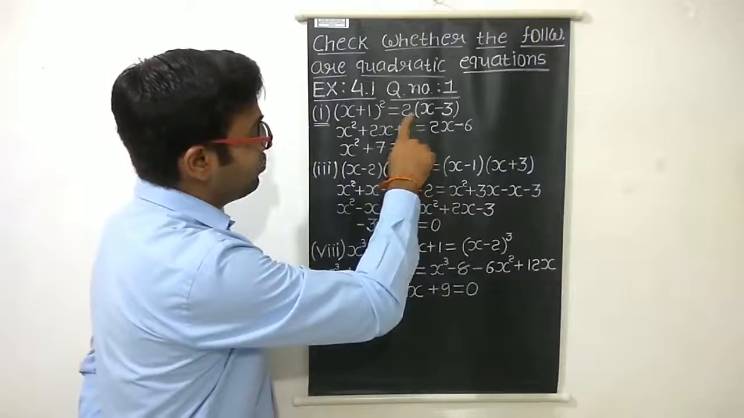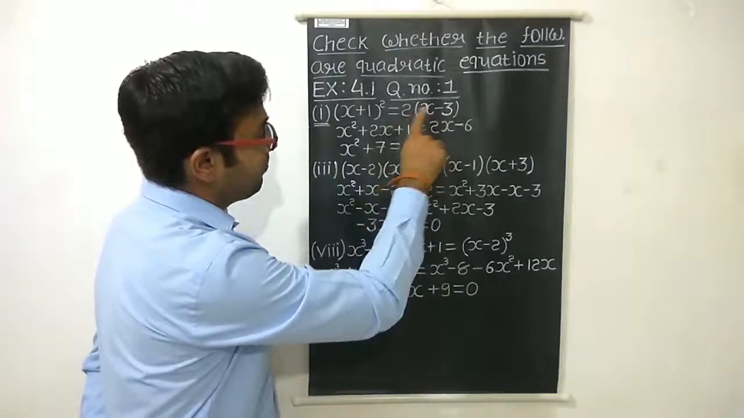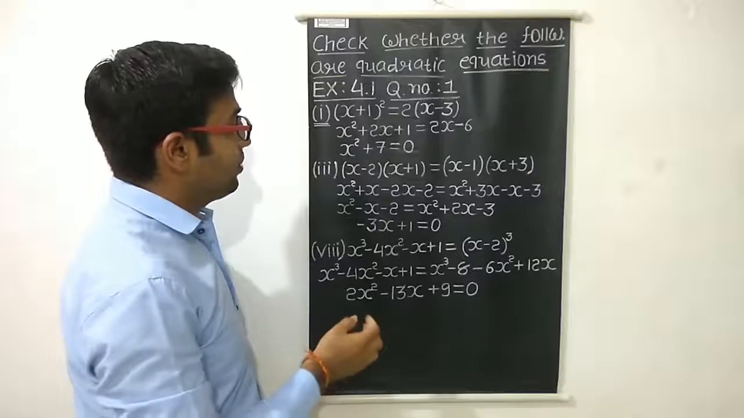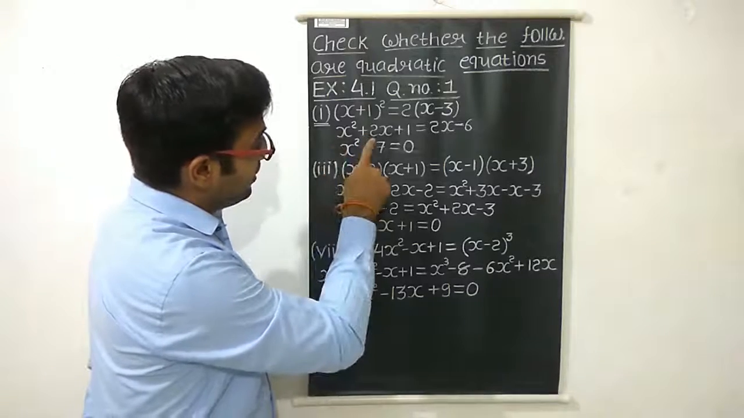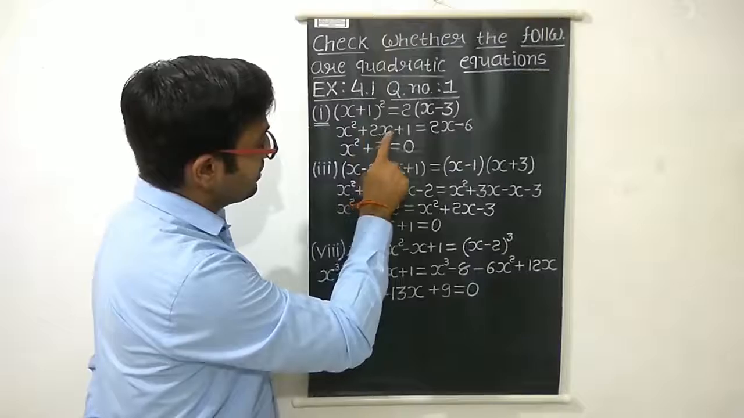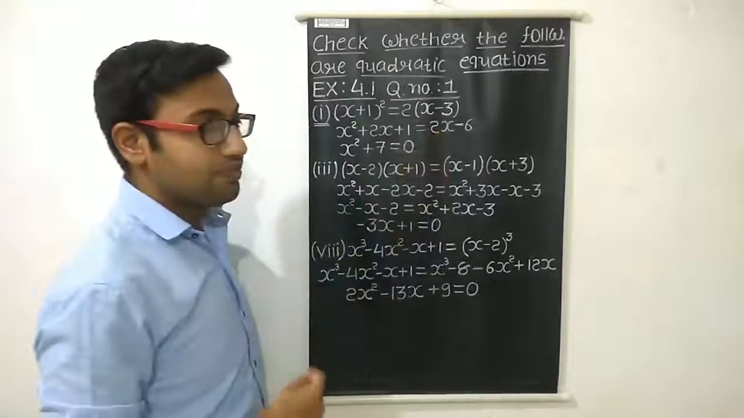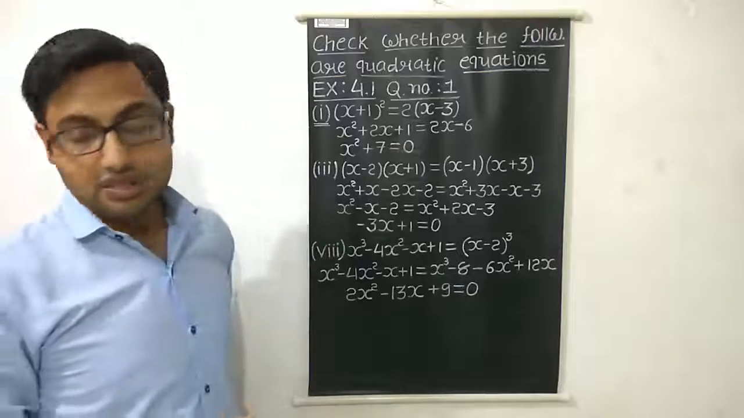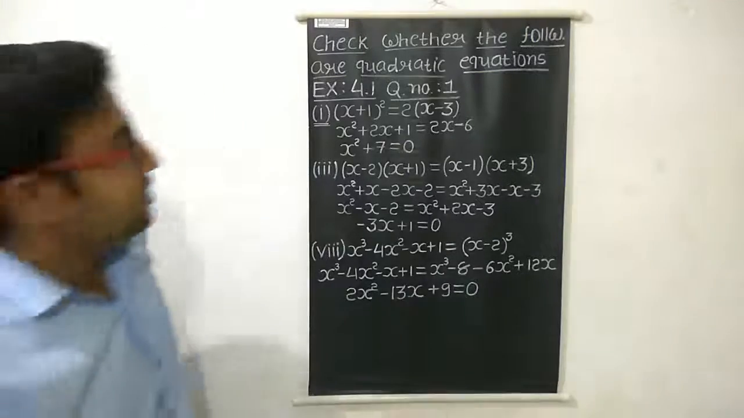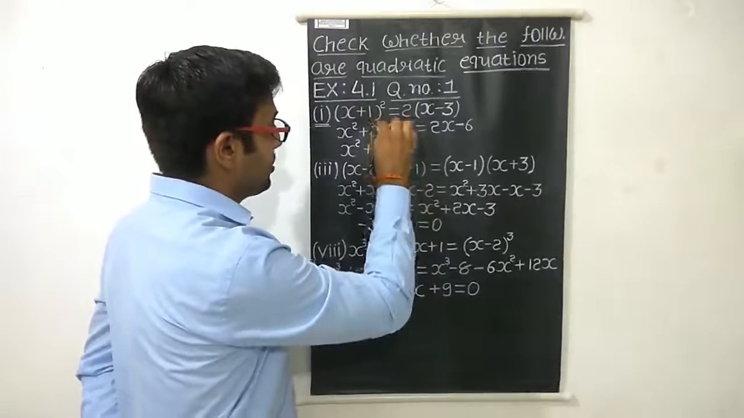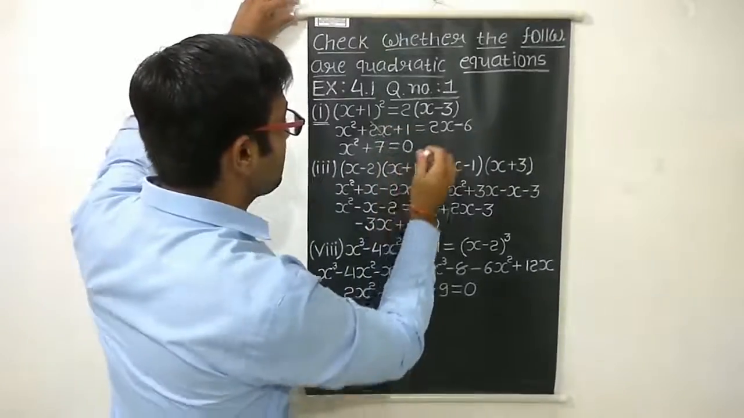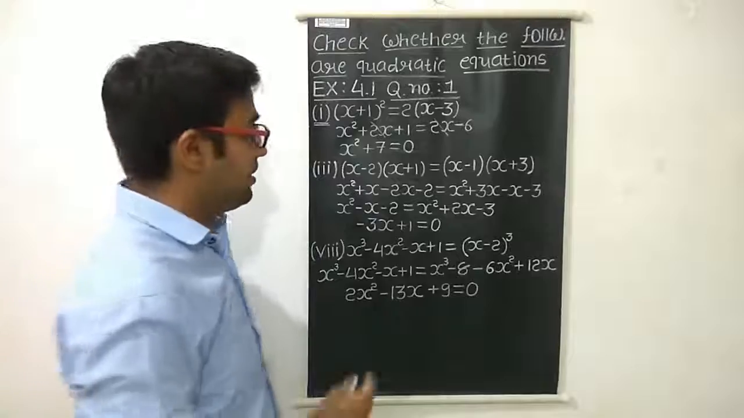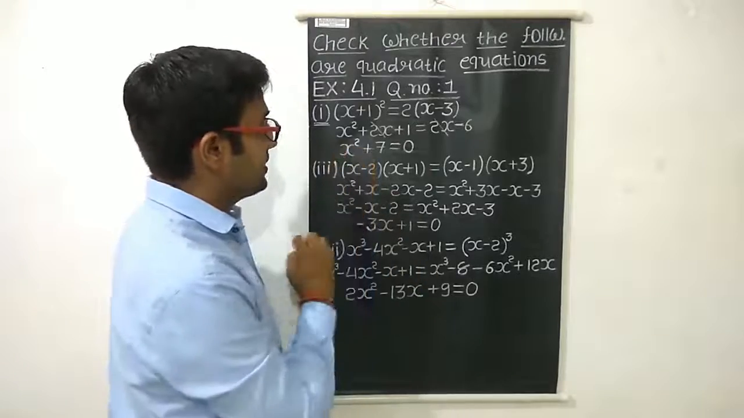We multiply this 2 in the bracket, we will get 2x minus 6. So now we can see here that 2x is plus, and here also 2x is plus. On both sides of the equation 2x is plus, so we can cancel out this 2x, right? This 2x and this 2x will cancel out each other. Then what will remain? We have x square as it is.